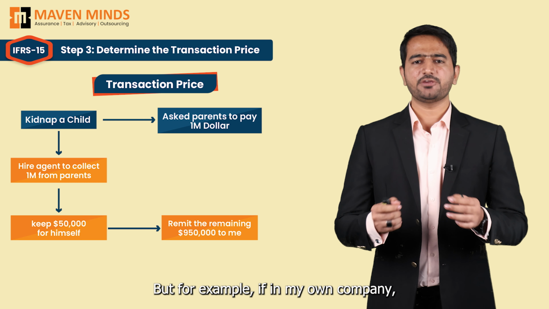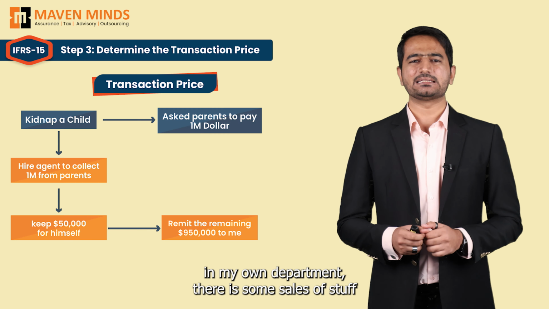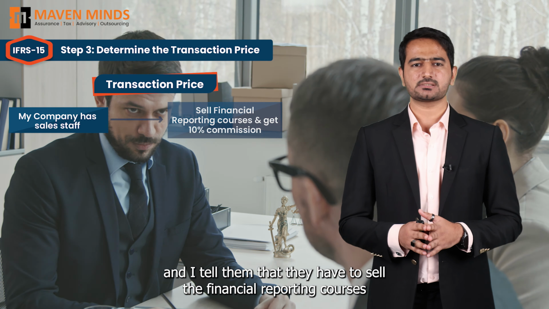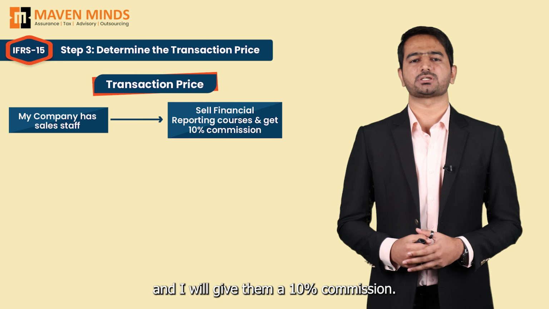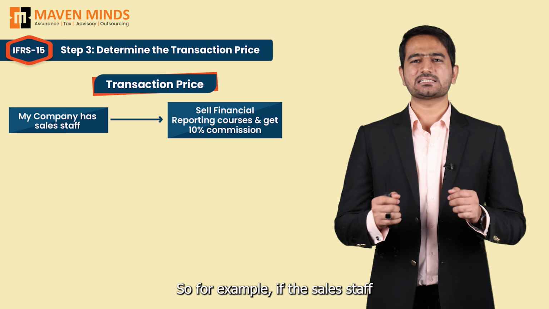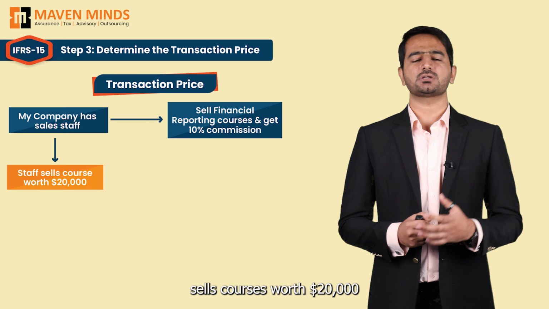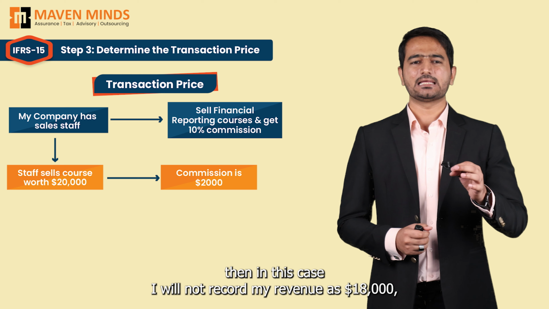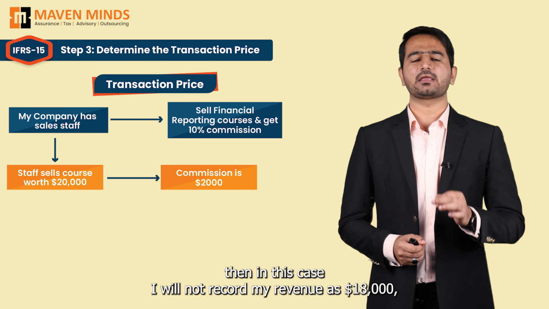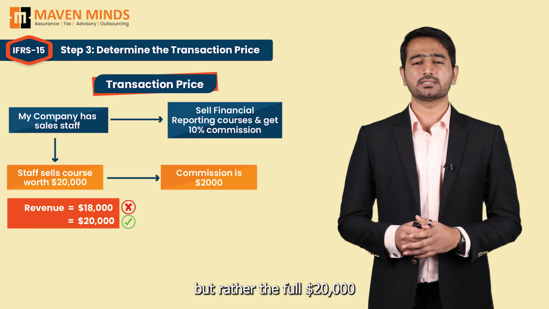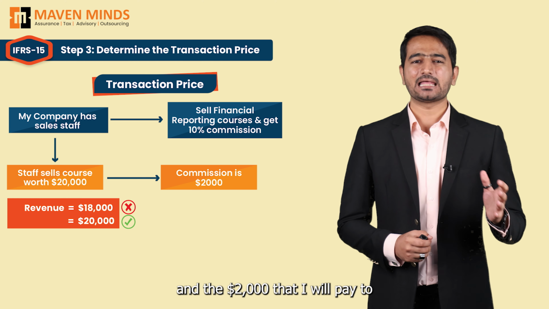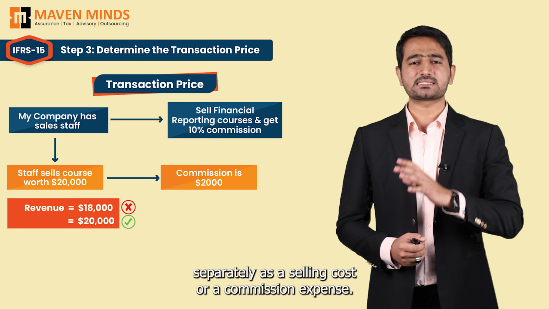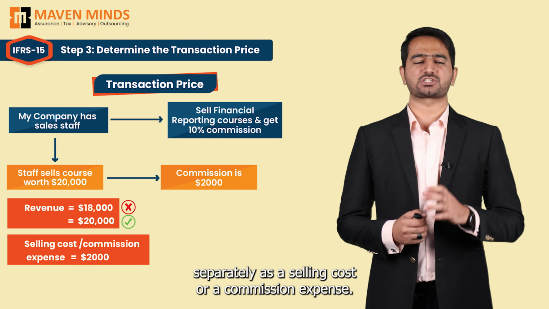But for example, if in my own company, in my own department, there is some sales staff and I tell them that they have to sell the financial reporting courses and I will give them a 10% commission. So for example, if the sales staff sells courses worth $20,000 and their commission is $2,000 out of that $20,000, then in this case, I will not record my revenue as $18,000, but rather the full $20,000. And the $2,000 that I will pay to my sales staff as commission will be recorded separately as a selling cost or a commission expense.